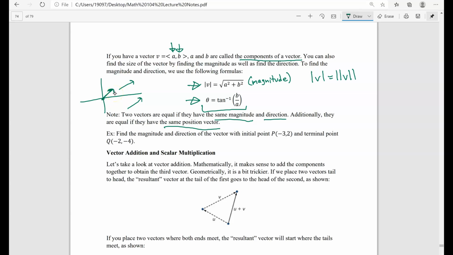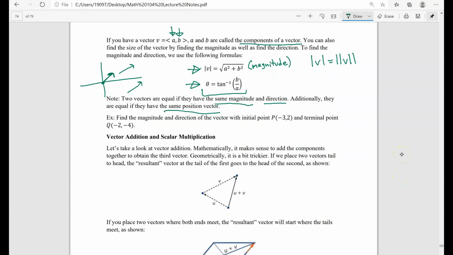Okay, so let's do an example. Find the magnitude and direction of the vector with initial point P (-3, 2) and terminal point Q (-2, -4). Let's start off by writing the vector itself. Let's call this vector PQ. First let's try to draw the vector. The terminal point is -2, so we're going to start at -2, subtracted by the initial point, which is -3. And then you're going to have -4 minus this 2.